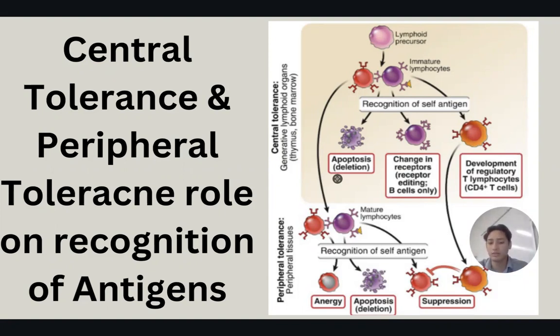Another mechanism is peripheral tolerance. This involves mature lymphocytes that recognize self-antigens. The outcomes that can come from this are anergy, apoptosis, which is deletion, and suppression. To think of it, central tolerance is more involved in changing immature lymphocytes, because they have not matured yet and can still change their receptors and their overall cell. But peripheral tolerance is more involved with getting rid of that cell, because it is matured.